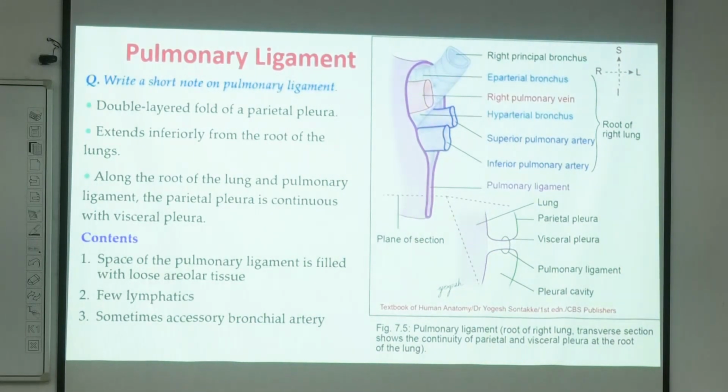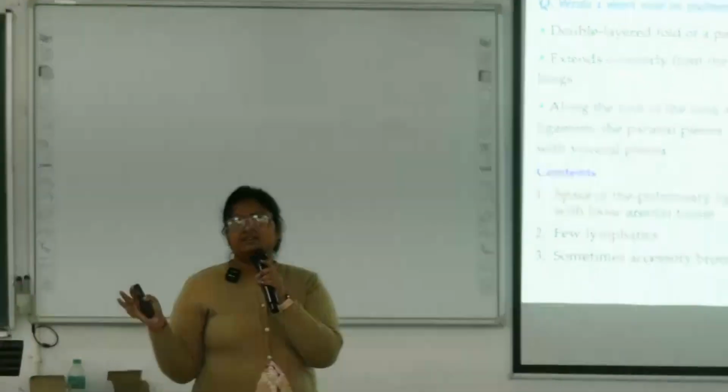During your viscera, lungs viscera, you will see there is a table of viscera for thoracic viscera. It will have the lungs, heart, and the diaphragm. So the contents of the pulmonary ligament can be asked in the viscera table also. There will be lymphatics, some loose areolar tissue, and sometimes an accessory bronchial artery.